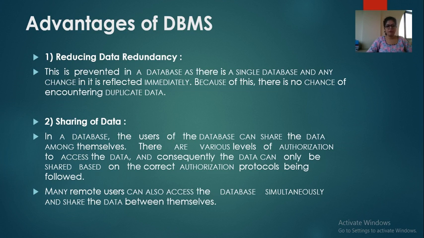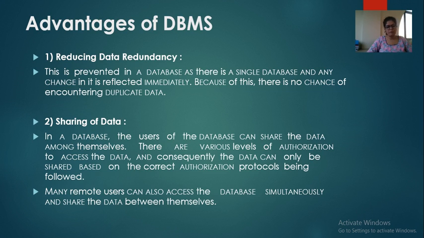So let's start with the very first and very important advantage of DBMS, which is reducing data redundancy. So what is data redundancy? Here I want to explain in a very simple way that redundancy means duplicacy. Redundancy is duplicacy. So the very important advantage of DBMS is that it eliminates duplicacy. So how does it eliminate duplicacy? Now I want to give you one real life example.